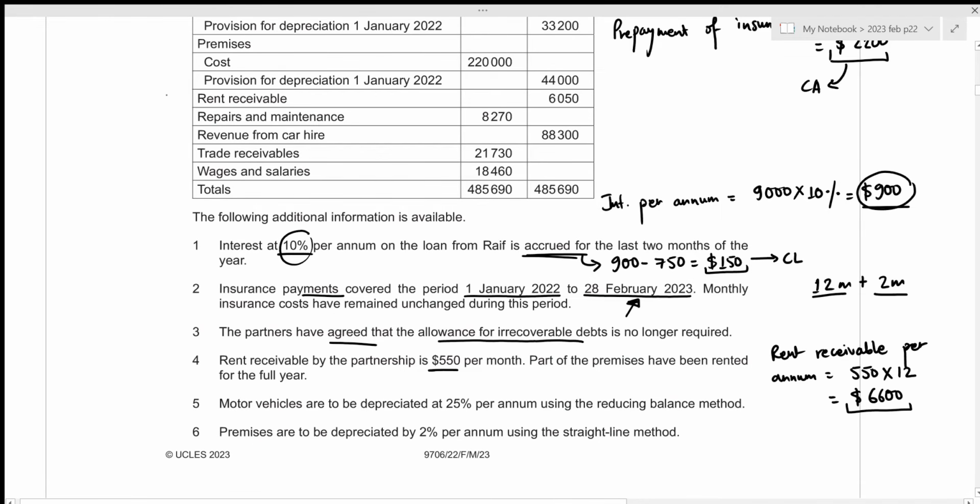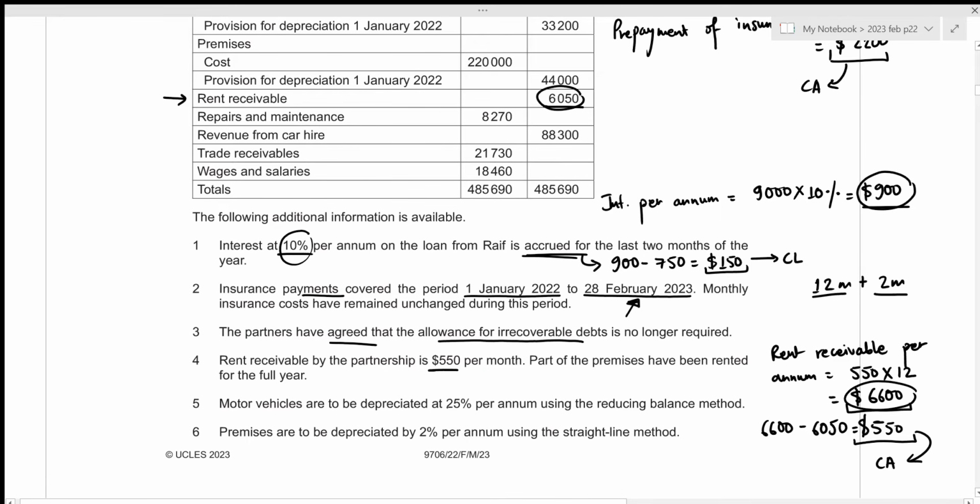But we can see that the rent receivable is actually 6,050. So this is the actual rent that we have received, which just means that we are yet to receive whatever difference is between this amount and the actual receipt that should have been made. So that difference is 6,600 minus 6,050, which results in 550. And this is the amount that we are yet to receive, right? So this will now act as our current asset.